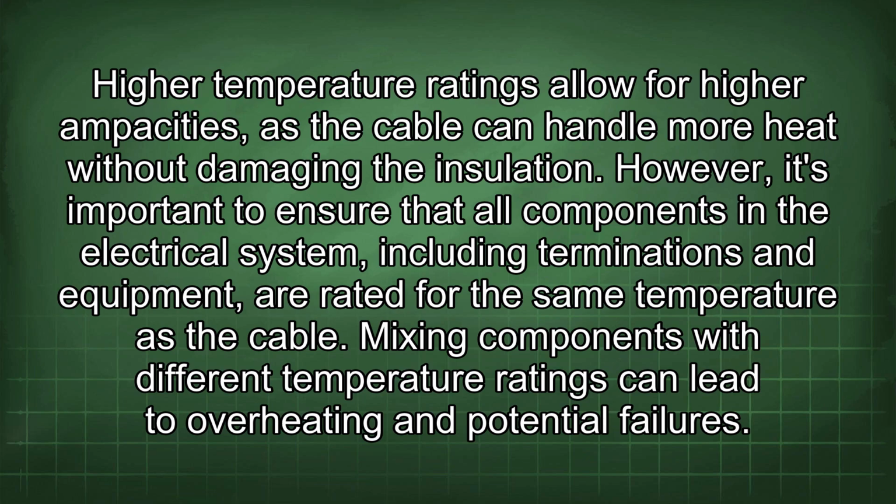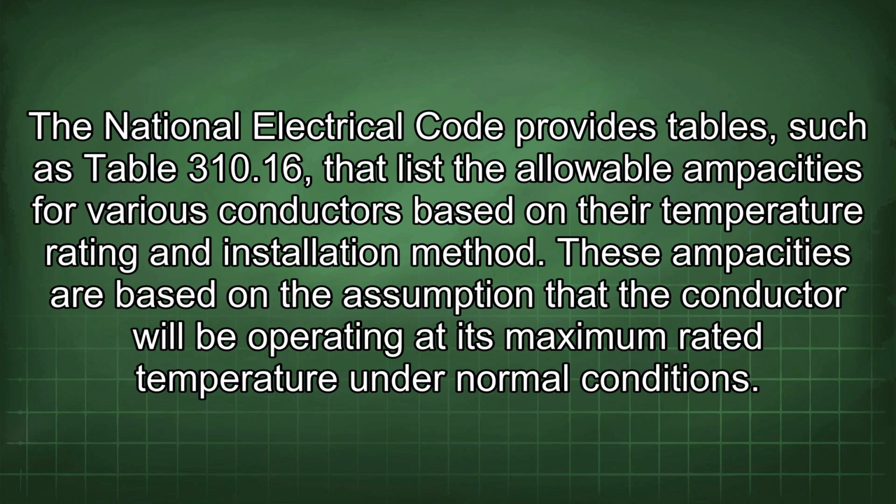However, it's important to ensure that all components in the electrical system, including terminations and equipment, are rated for the same temperature as the cable. Mixing components with different temperature ratings can lead to overheating and potential failures. The National Electrical Code provides tables, such as Table 310.16, that list the allowable ampacities for various conductors based on their temperature rating and installation method.